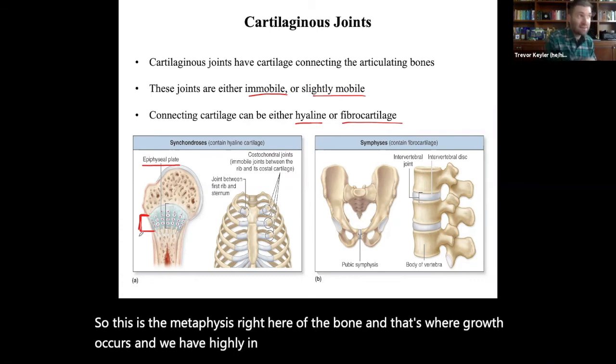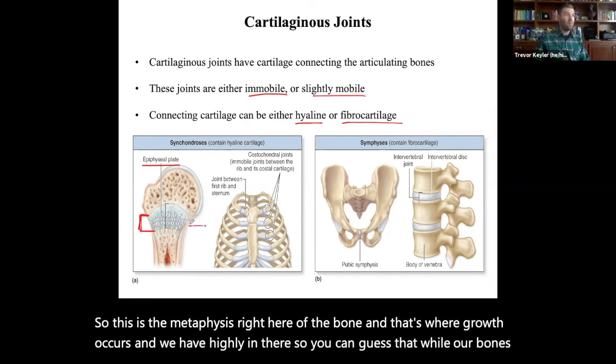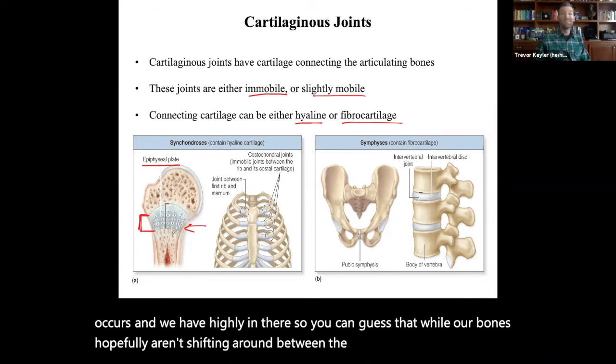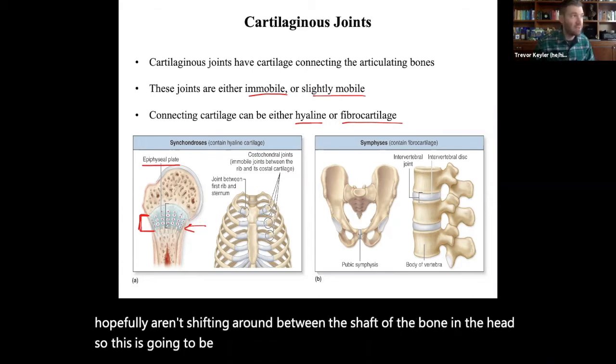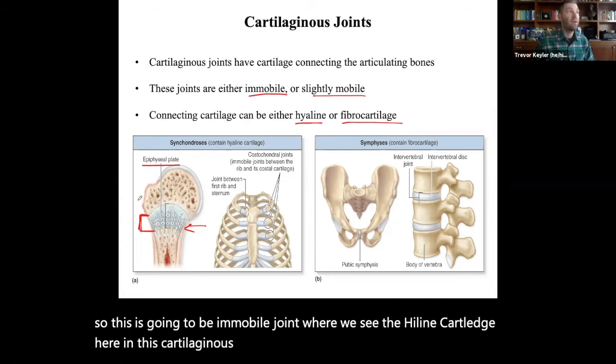So you can guess that our bones hopefully aren't shifting around between the shaft of the bone and the head. So this is going to be an immobile joint where we see the hyaline cartilage here in this cartilaginous joint. And again, helps with compression.